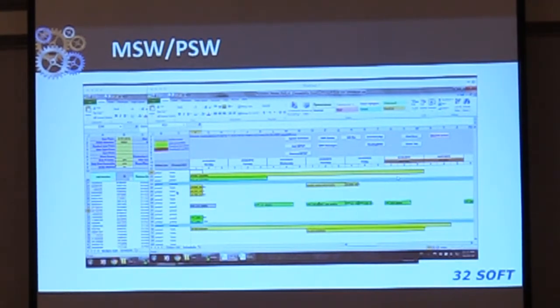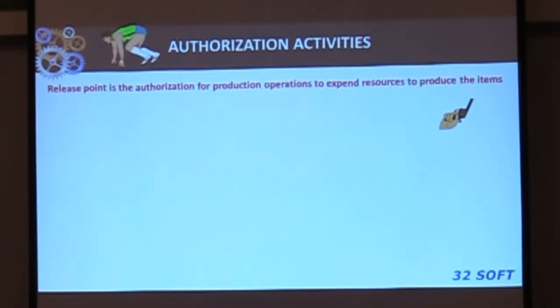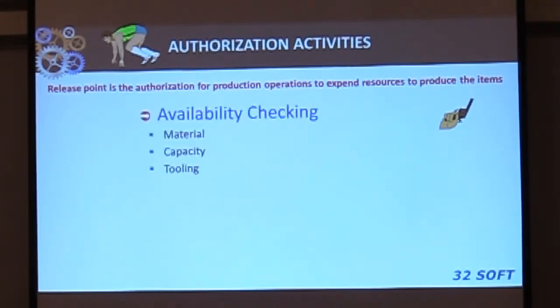So this is another one of the tools that's available, and at the end of the session we'll talk a little bit about more production orders and what that means in terms of the next few versions of QAD in the future. So, the authorization activities, this is a point at which you're going to take a planned order or a firm planned order and you're going to turn it into a work order.